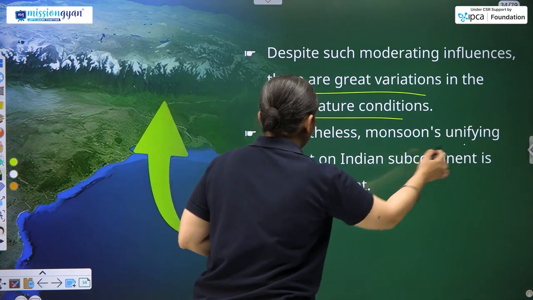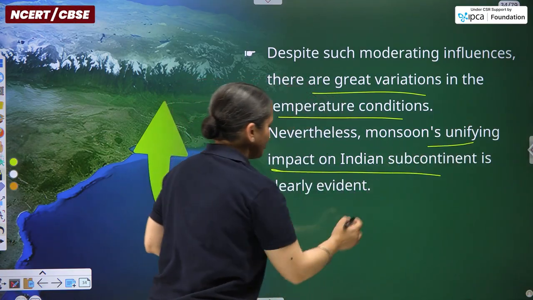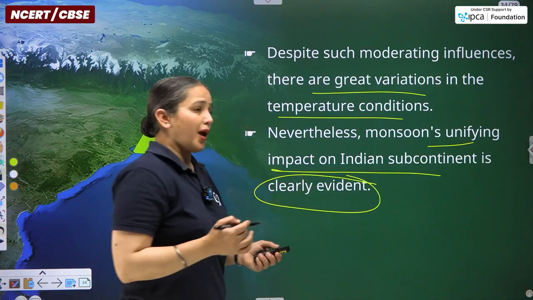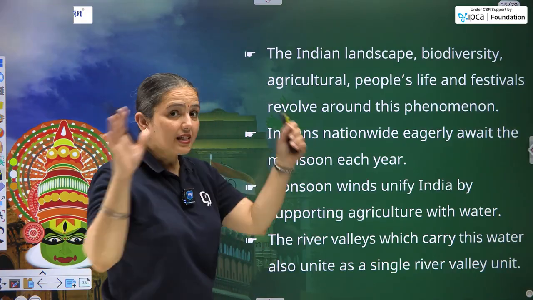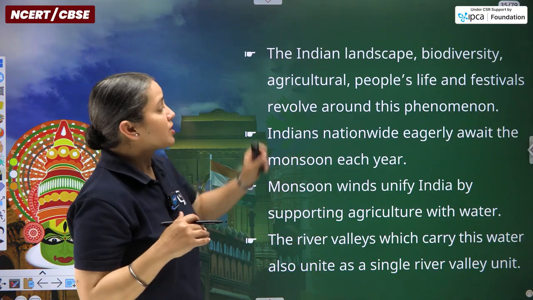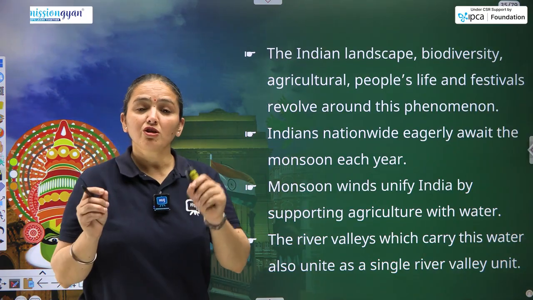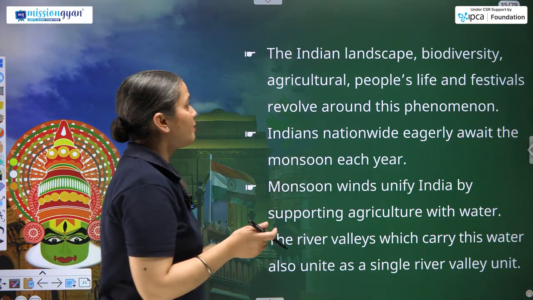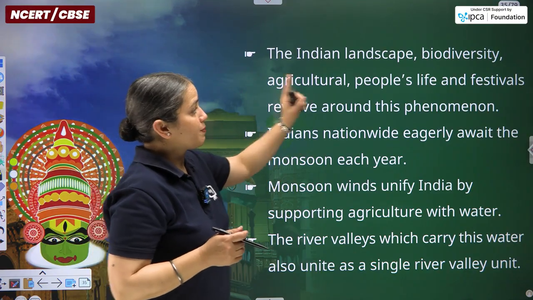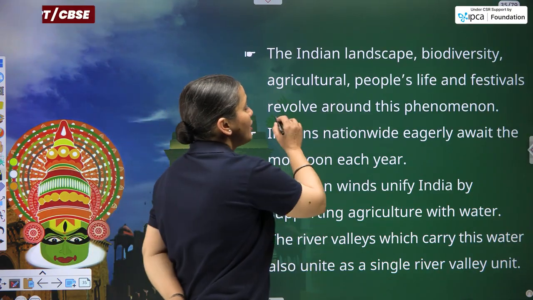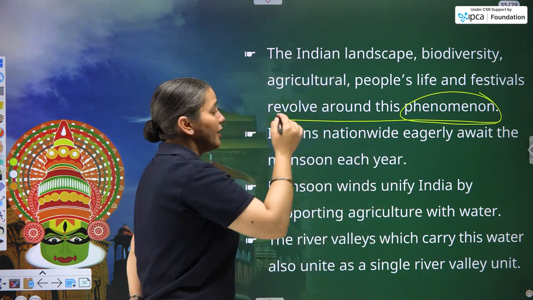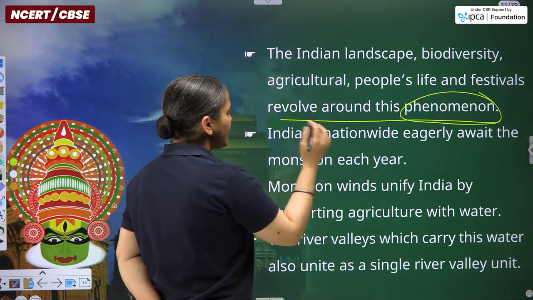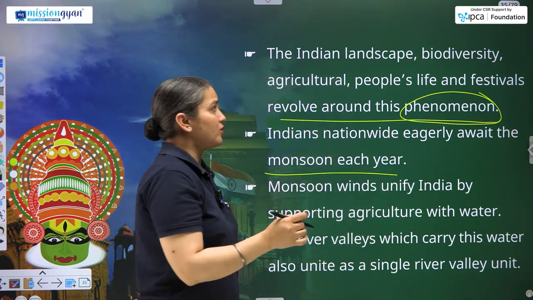Nevertheless, the monsoon's unifying impact on the Indian subcontinent is clearly evident in various concerns. The Indian landscape, physiographic features, biodiversity, diversity of flora and fauna, agricultural practices, people's lives and festivals revolve around this phenomenon of the monsoon. Indians nationwide eagerly await the monsoon each year.